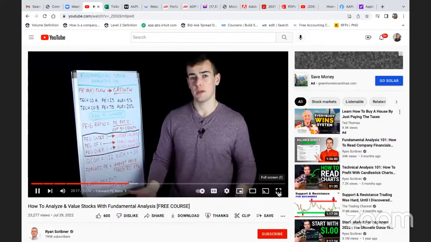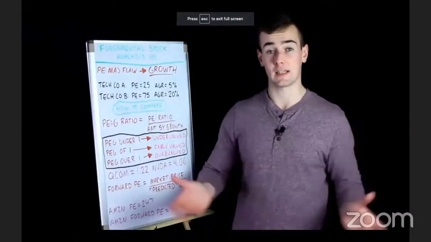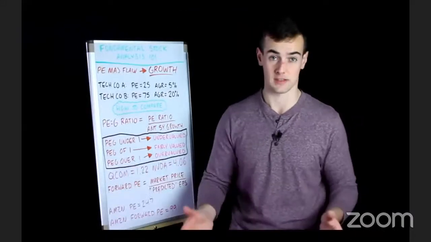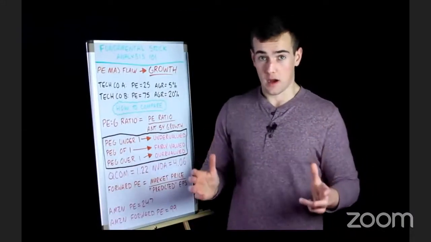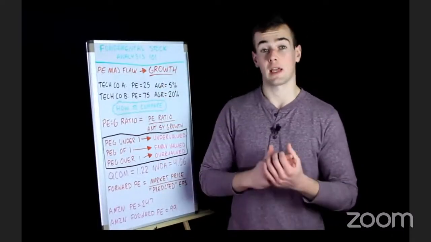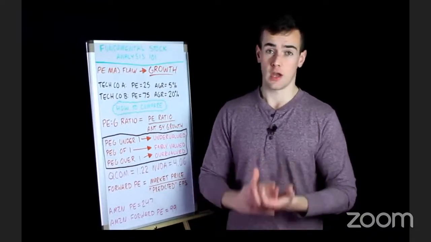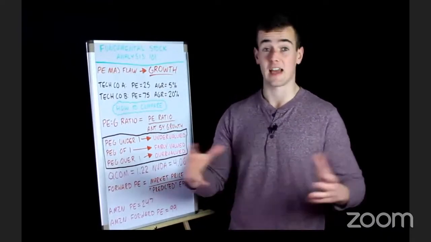Comparison. The forward PE takes the current market price per share and divides it by the predicted earnings per share from analyst expectations. Now, the one thing we have to point out here is all of this here, the PEG and the forward PE, is based on expectations. And as we know, oftentimes expectations are not a reality. So you have to always consider the fact that this is not a guarantee.